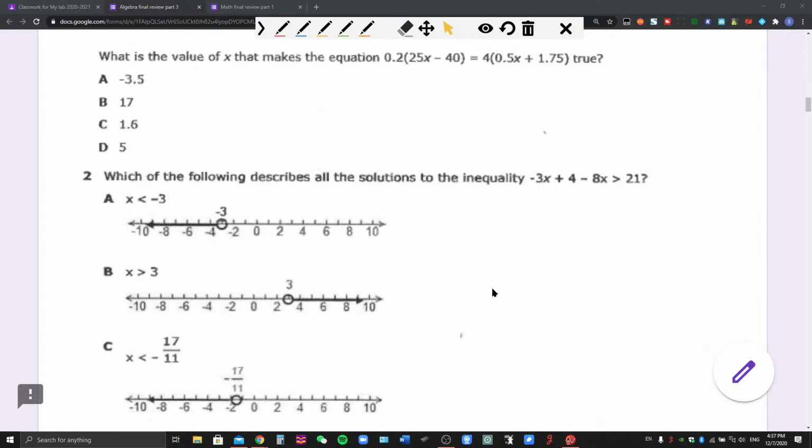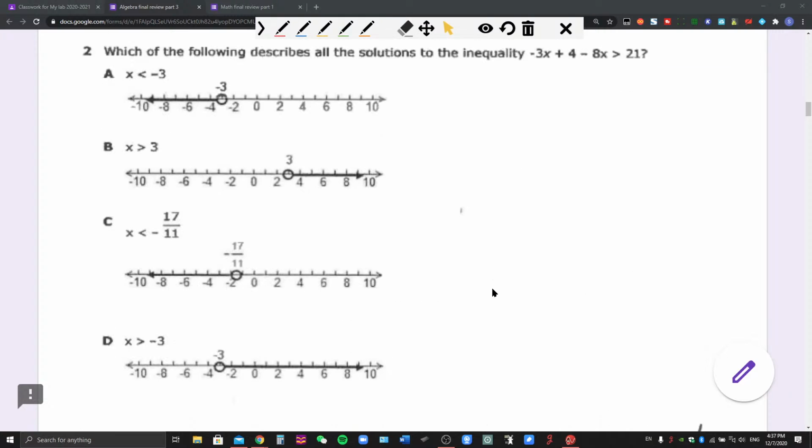Next, let's go to question 2. Which of the following describes all the solutions to the inequality? Check out the options. We need to solve this inequality, so let's go ahead and solve it. For this inequality, we can basically treat this as an equal sign. And so all the techniques we used will apply.